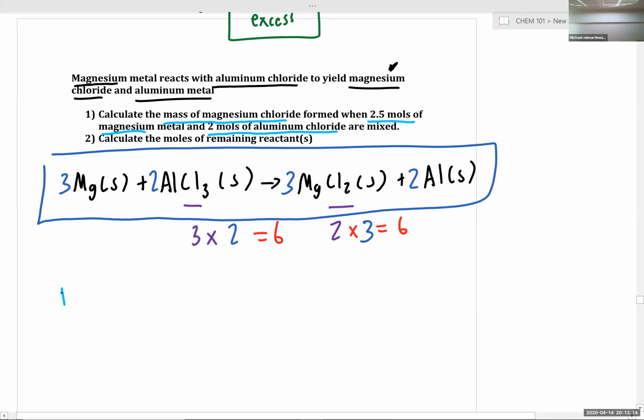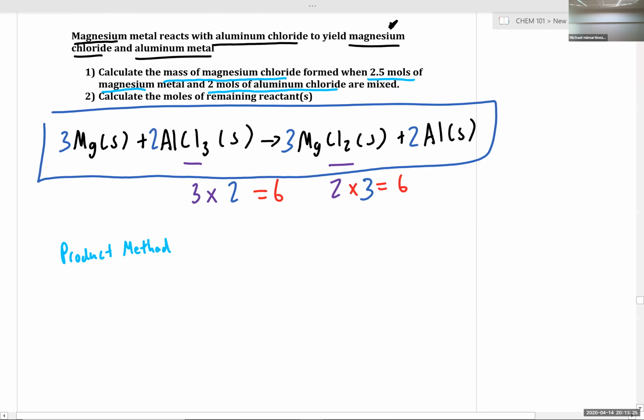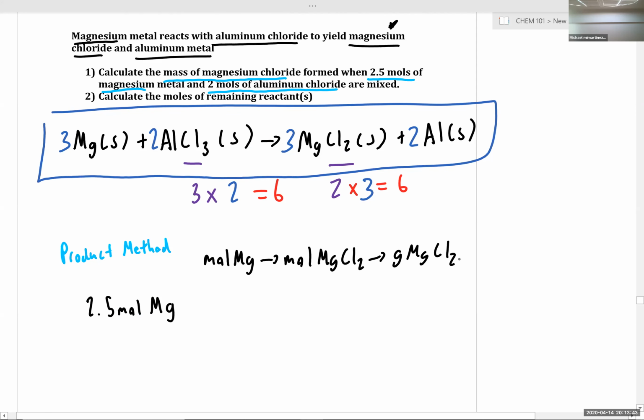So we're going to apply the product method. First things first, we have 2.5 moles of magnesium, and we're going to convert our moles of magnesium to moles of magnesium chloride and then to grams of magnesium chloride.